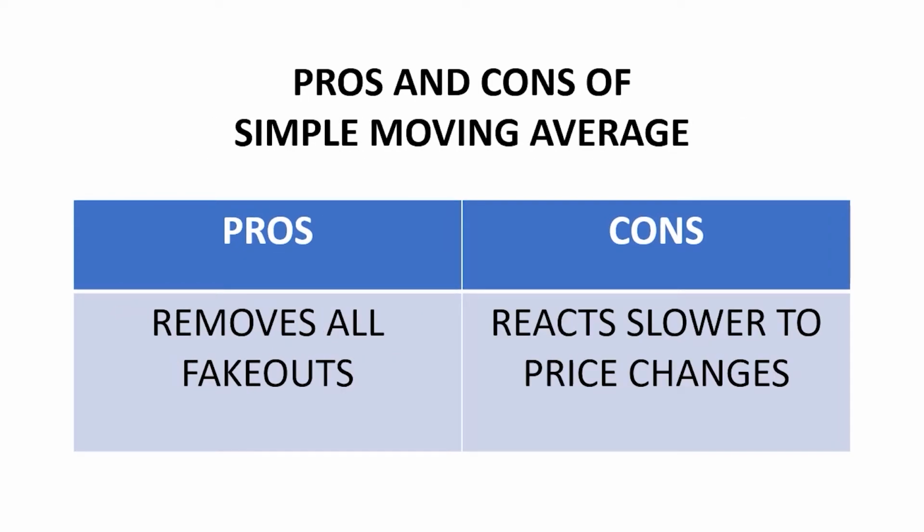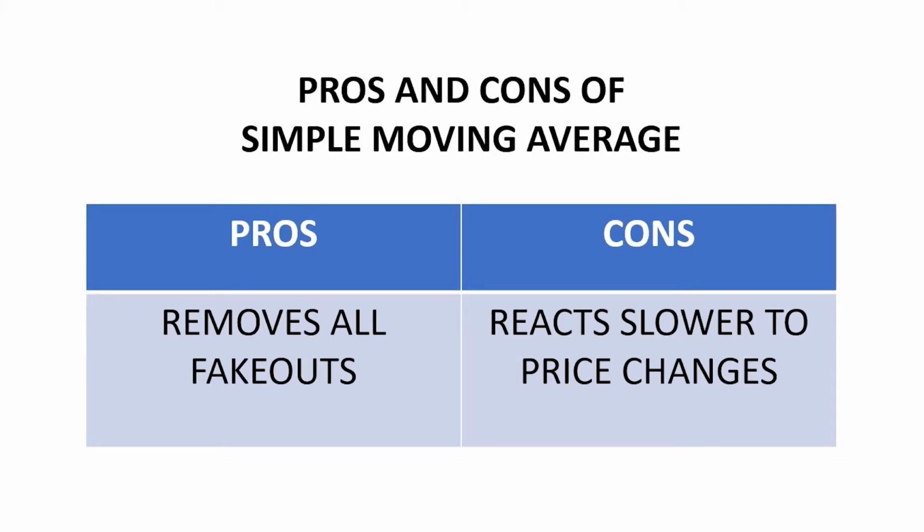Now let's talk about the pros and cons of simple moving average. Basically, the pros and cons are just the opposite of the exponential. In the exponential, in the cons you have it's sensitive to fake outs. However, in simple moving average, it removes all the fake outs. And the cons of the simple moving average would be it reacts slower to price changes, where the exponential reacts faster to price changes. I hope this gives you more insight on how to choose which moving average to use in your trading strategy.